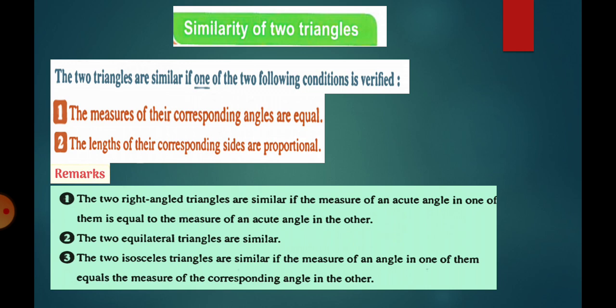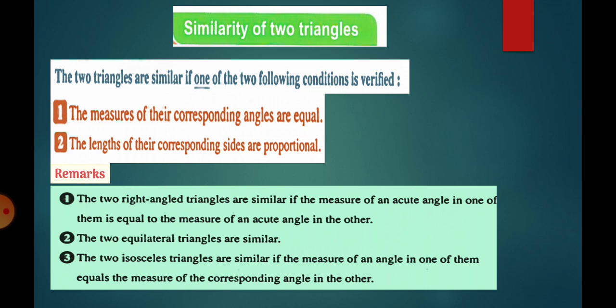Two right triangles are similar if the measure of an acute angle in one of them is equal to the measure of an acute angle in the other. Right angle triangle means one of the angles equals 90 degrees. If we find an acute angle in the first triangle equals an acute angle in the second triangle, so the third angle equals the third angle, then the two triangles are similar.